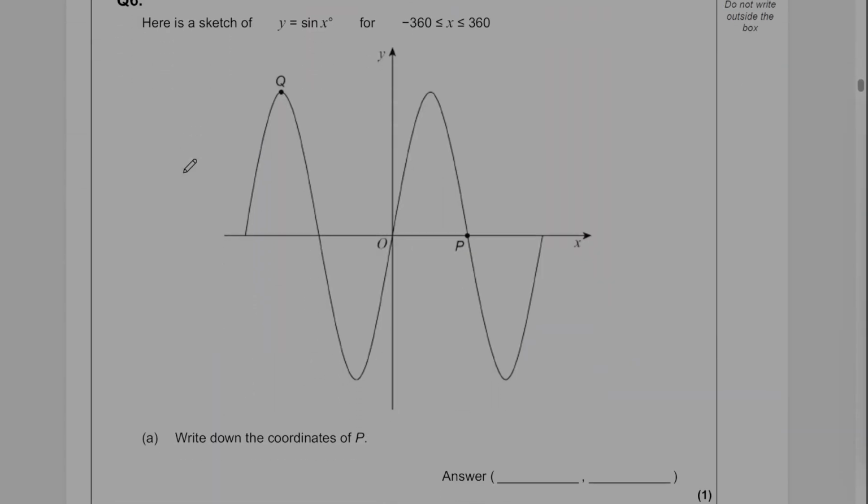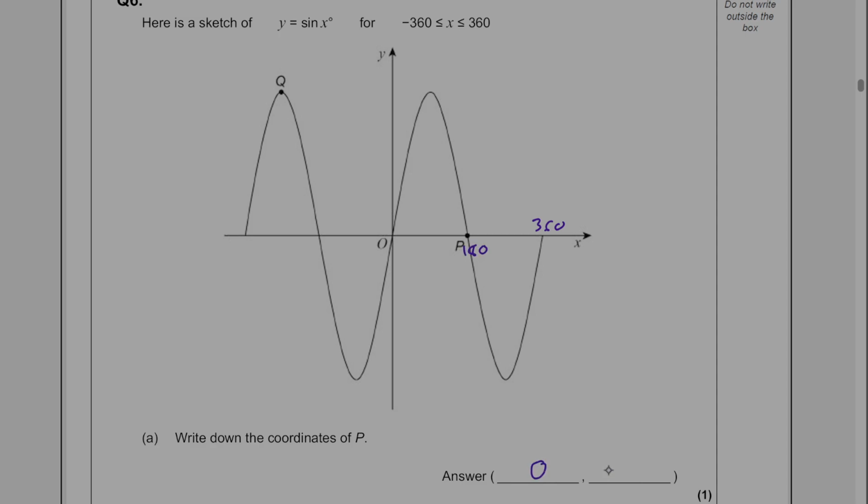Right, question 6. Here is a sketch of y is equal to sine x for the range of minus 360 to 360. Write down the coordinates of P. Well, if that's 360, P is obviously at 180, so that's going to be 0, 180. Done my coordinates wrong there. That should be 180, 0.